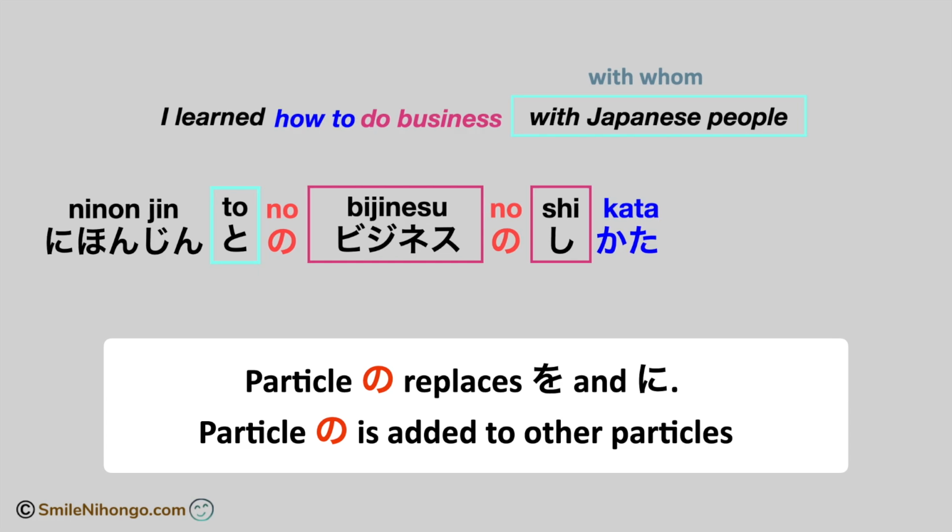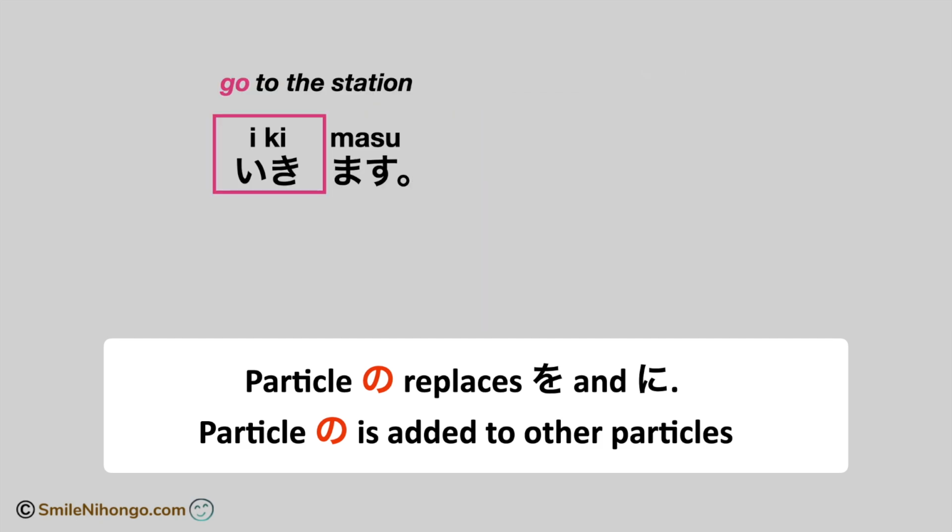So if you want to say, I learned how to do business with Japanese people, you say, 日本人とのビジネスの仕方を覚えました。On a side note, if you usually use the particle へ to mark a destination, you cannot drop it either when you use kata, okay? For instance, go to the station is either 駅に行きます or 駅へ行きます, right?